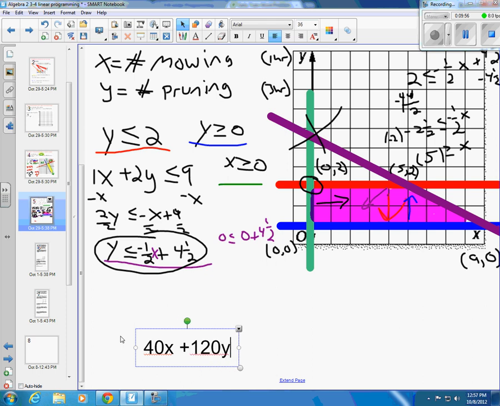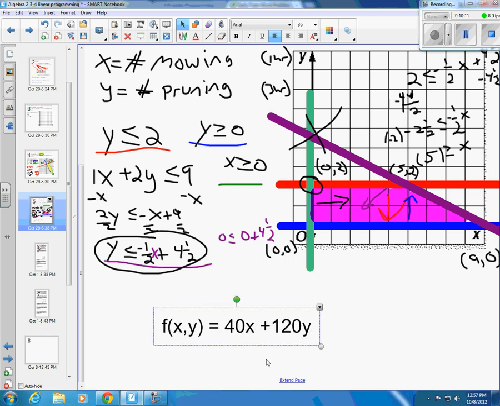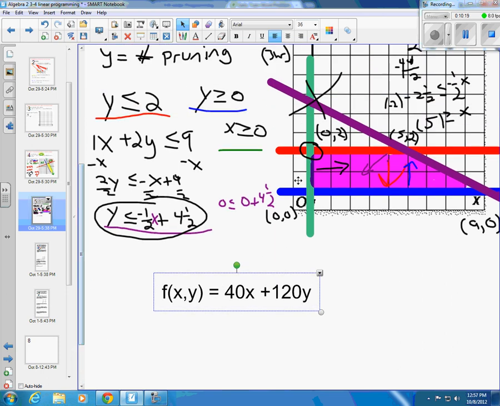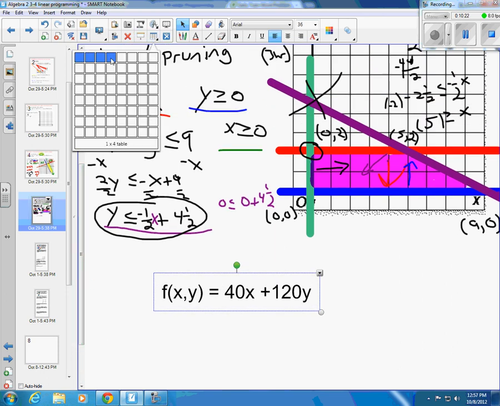And that's going to be our function of x, y. Let me fix that up a little bit. Okay, so that's our function we're trying to maximize. So then we're going to try each one of these points in our function. And how many points do I have? I've got 4, so I'm going to grab a table. And I've got 3 things I need to keep track of.